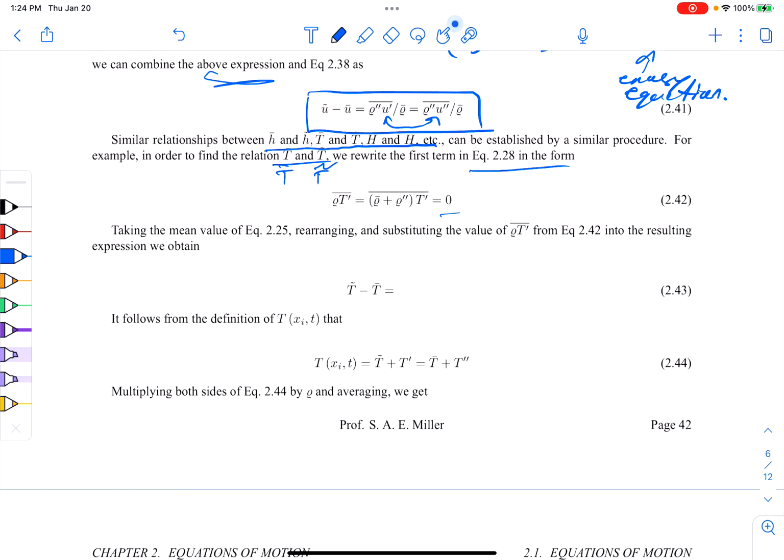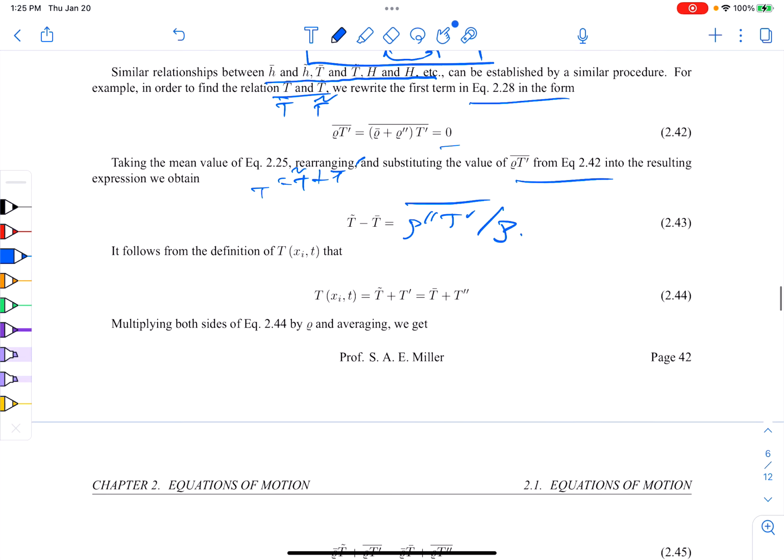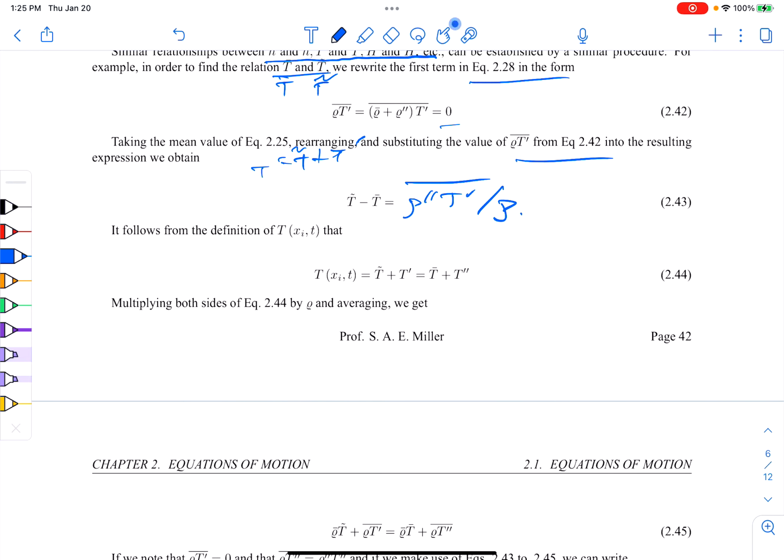Just to remember, t equals t tilde plus t prime. Anyway, we can substitute this in with 2.42 into 2.25, and you can write rho double prime t prime bar over rho. And we'll use all these in a second to try and simplify our set of Favre-averaged equations.